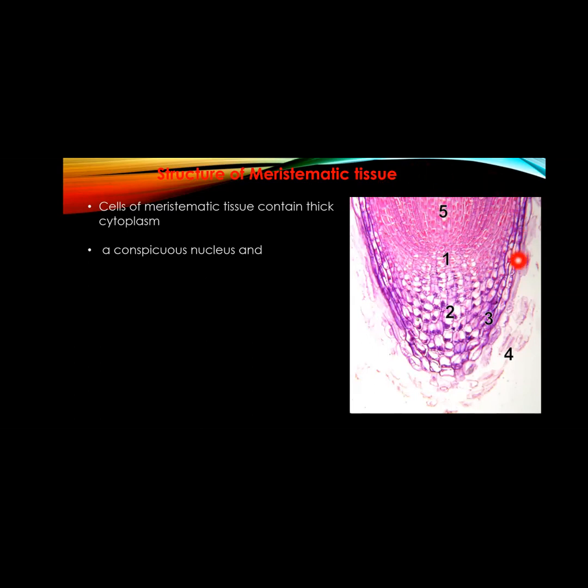Now see, this is the transverse section, a very thin section of the root tip. When we observe that section under microscope, this is how it looks. The dark purple color which we see in the center is the nucleus. The nucleus of meristematic tissue is very conspicuous. It can be easily seen. If you observe the cell wall of the meristematic cells, they are thin walled and are compactly arranged. You can see there is no space between these cells. So they are very compactly arranged.